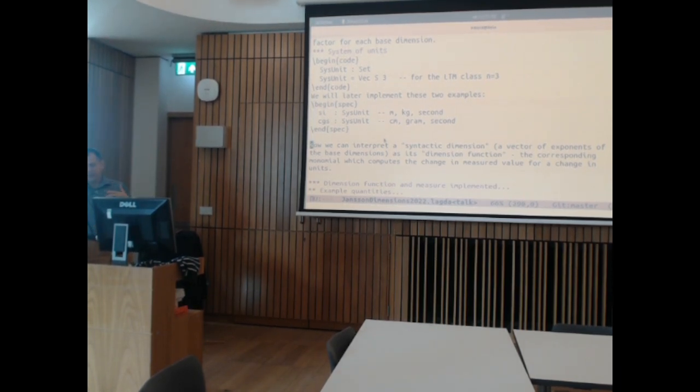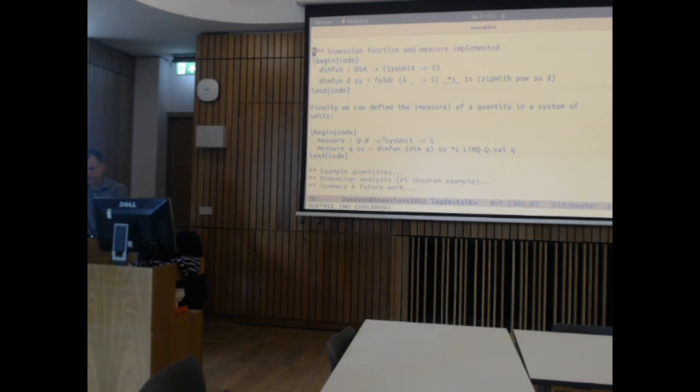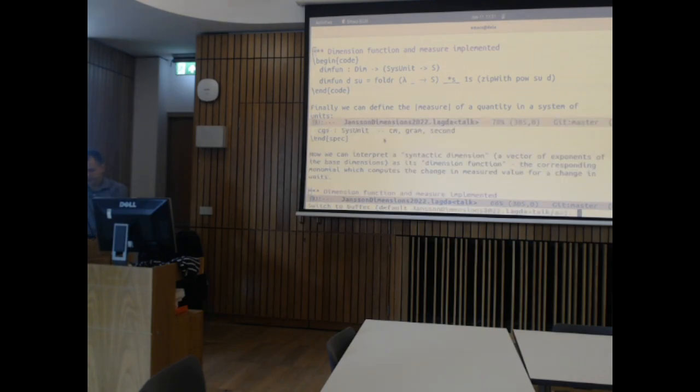So now we can interpret this syntactic dimension, this data type of 3 integers, into its dimension function. Remember, the dimension function was mentioned very early as the function that takes the scale factors for L and T and M, and then becomes some monomial, some exponents of these groups. So we can of course translate from one to the other. Maybe this is prettier than the other in fun.